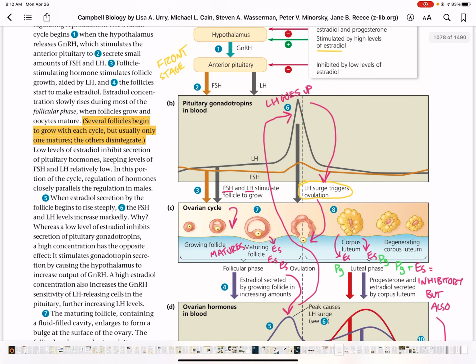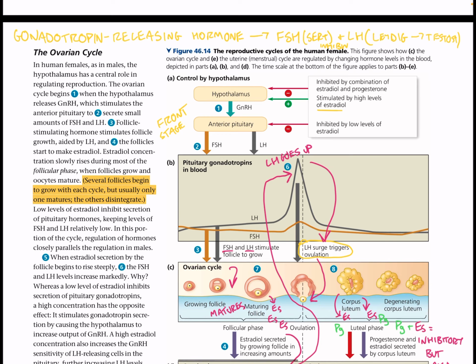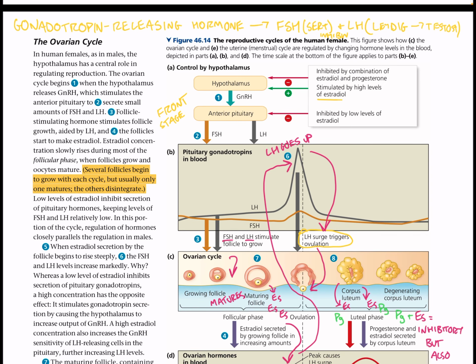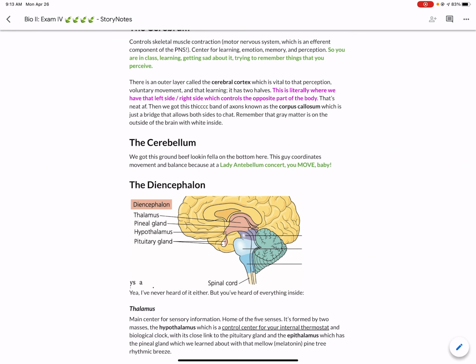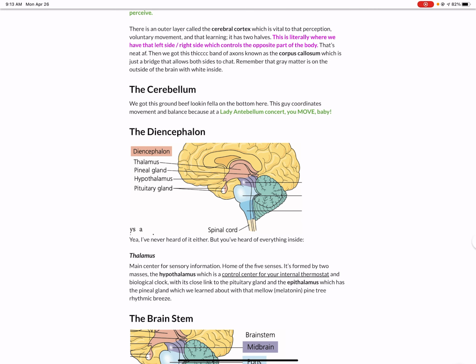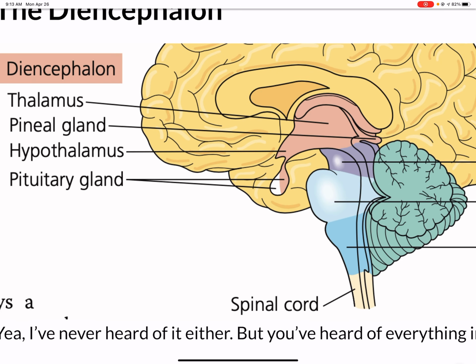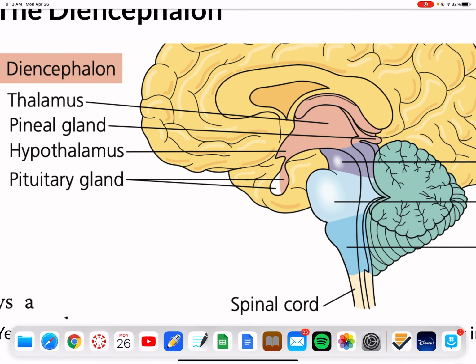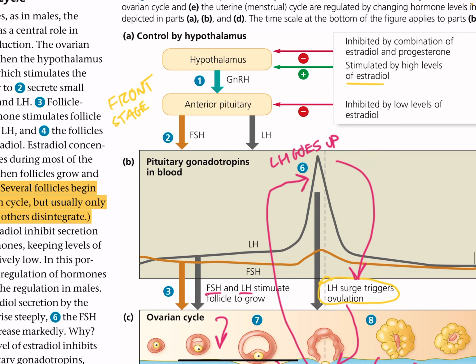All right, so let's see if we can just walk through this madness a little bit. What we're talking about here is the reproductive cycle of the human female, okay? We're starting in the hypothalamus of the brain, which we know is in this area here, and it's attached to the pituitary gland, which has the anterior and the posterior. And we're talking about the anterior pituitary here, which is that front stage.